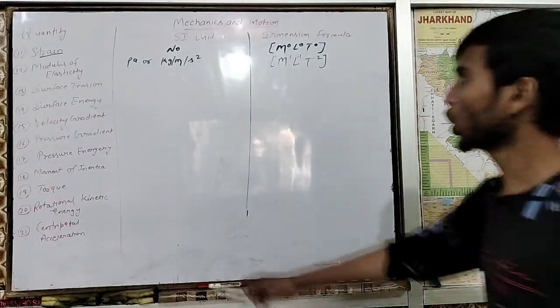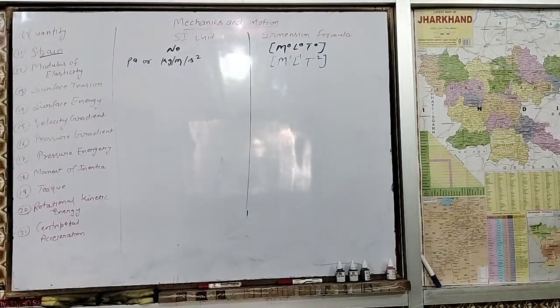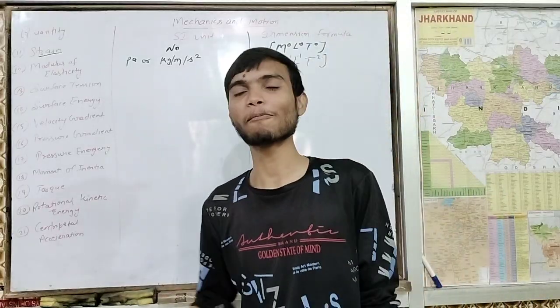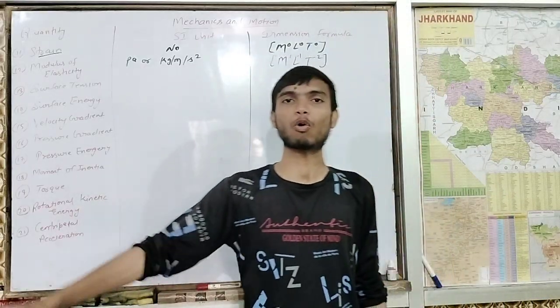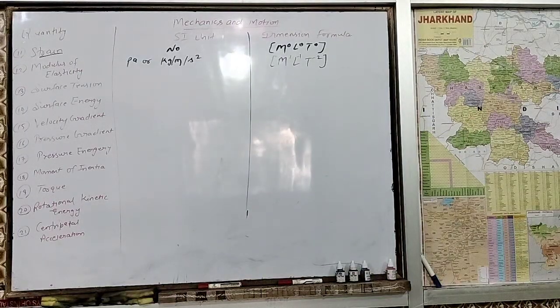Clear? Now next we have surface tension. What should be the SI unit for this? Unit matters. First of all, you will have to remember the unit for this physical quantity, then you will be able to write the dimension formula for those physical quantities. That's why units will matter. So the unit for surface tension is what? Newton per meter.